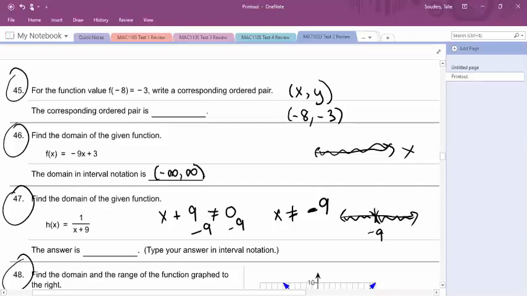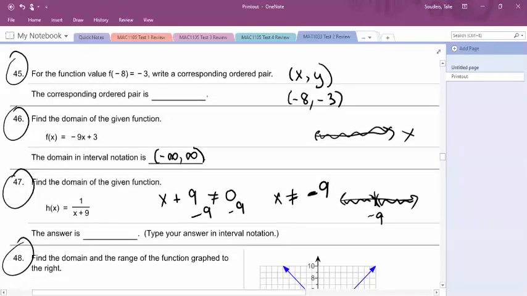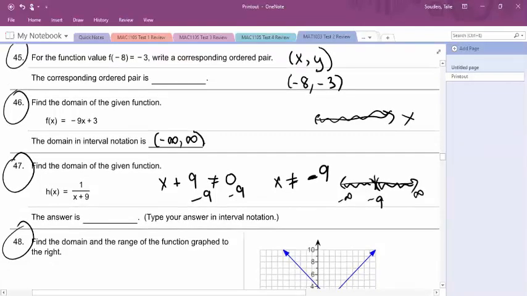So then, yes, you're going to have to use a union symbol to list what's on the left and what's on the right. So on the left, of course, forever left is always -infinity. Forever right is always +infinity. So how would you write out this answer? It would be parenthesis -infinity, comma, -9, parenthesis, and then the union symbol, and then parenthesis -9, comma, infinity, parenthesis.